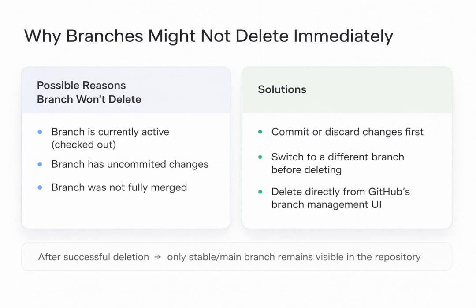Third, if the branch hasn't been fully merged into the main branch, Git may warn you or block deletion to prevent data loss. The solution in most of these cases is either to handle the changes first and then delete, or to go directly into GitHub's web interface and delete the branch from there. Once the branch is successfully deleted, your repository should look clean, with only the stable, production-ready branch visible.